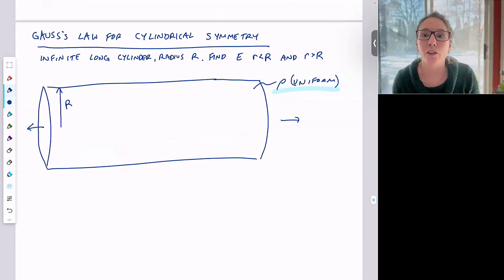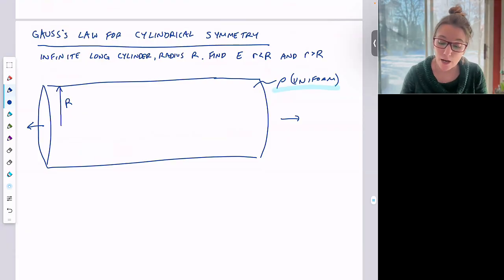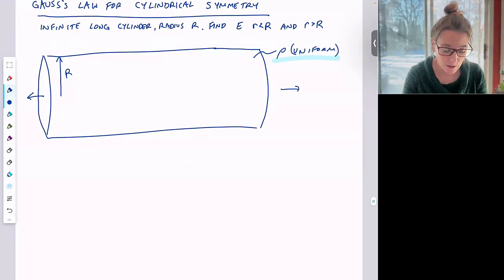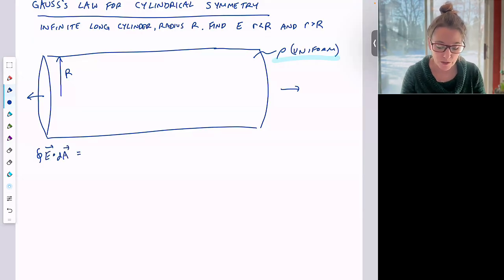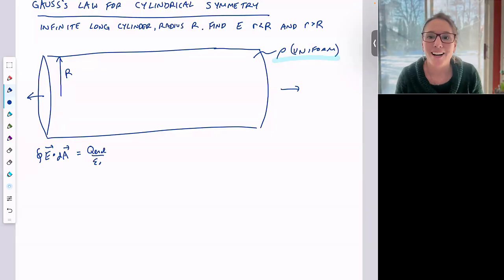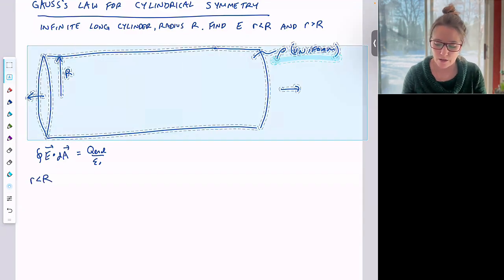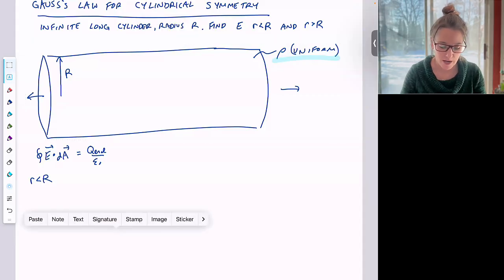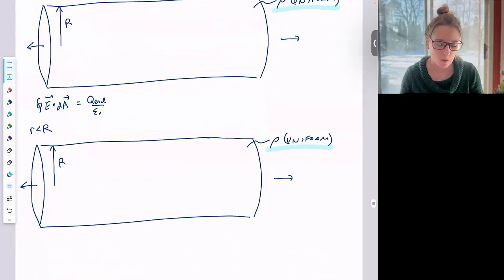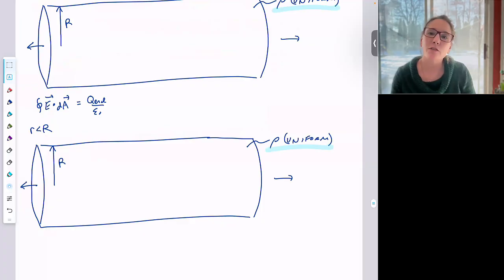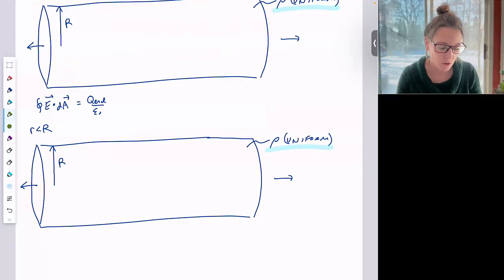I'm going to start with Gauss's law: the integral over a closed surface of E dot dA, the flux through a closed surface, is equal to the net charge enclosed over epsilon naught. Let's look at the situation first where little r is less than big R. I'm going to copy this figure and paste it down here, keeping it the same large size. Now we have to think about what our Gaussian surface will be.